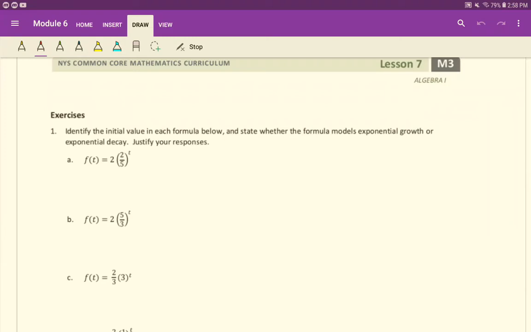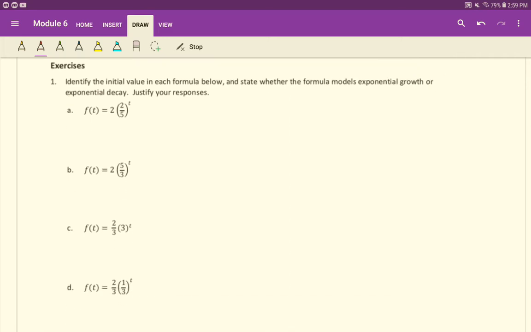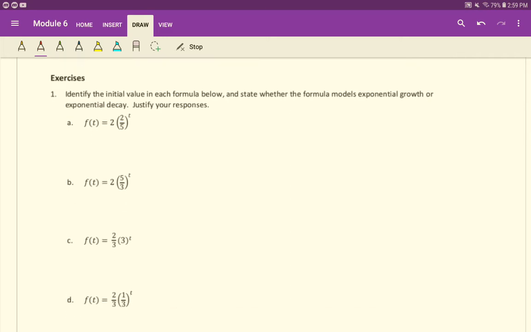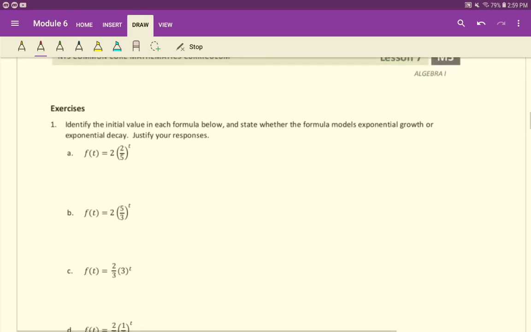Welcome back. We're going to continue our look at exponential decay here, but actually in these exercises we're asked to identify the initial value in each formula, that means the starting amount, state whether the formula models exponential growth or exponential decay, and justify our responses. So looking at our problems here, A, B, C, and D, we can use our exponential growth and decay formulas to help guide our thinking.